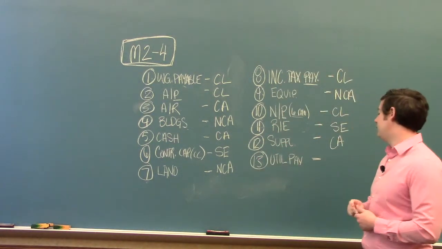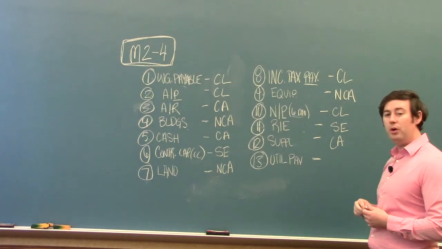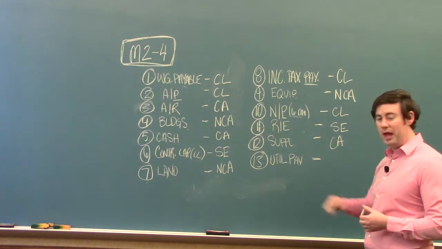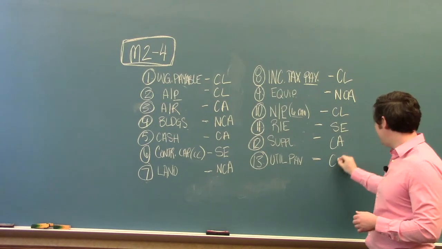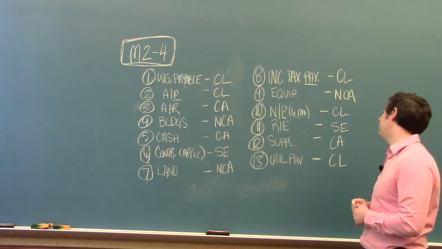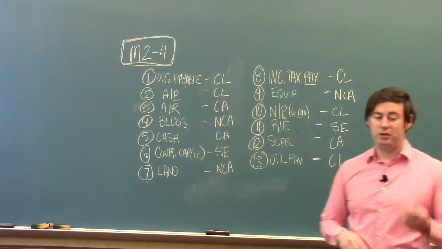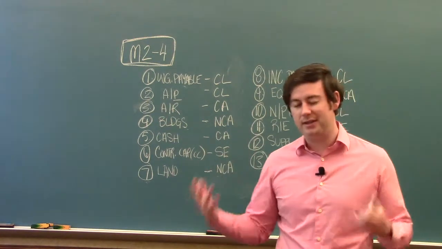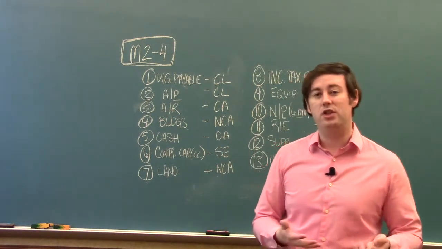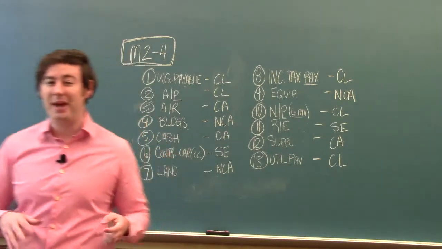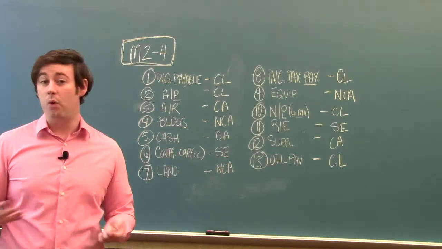Next one is utilities payable. Utilities payable, again, has that payable after it. It's going to be a liability, and it's a current liability. Why is it a current liability? Because you're going to pay, or the corporation in this instance is going to pay its utility bill. Okay, it's going to pay its utility bill before 1 year is up.